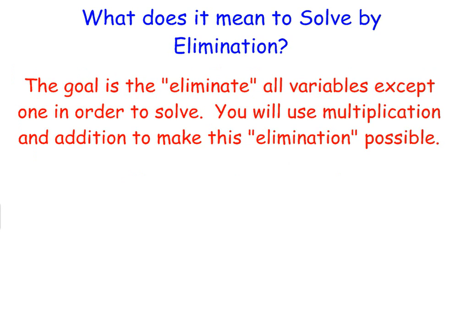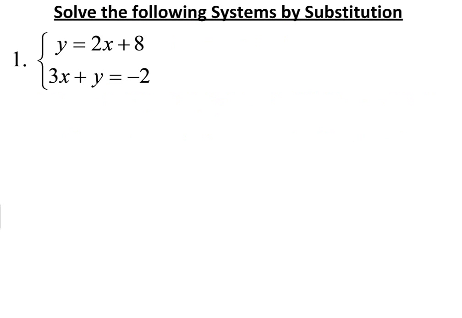Elimination, or linear combinations, is just how it sounds. Our goal is to eliminate all of the variables except for one, in order to again have an equation with one variable. And what we're going to use is a combination of multiplication and addition to make this elimination possible. So let's first look at an example with substitution.